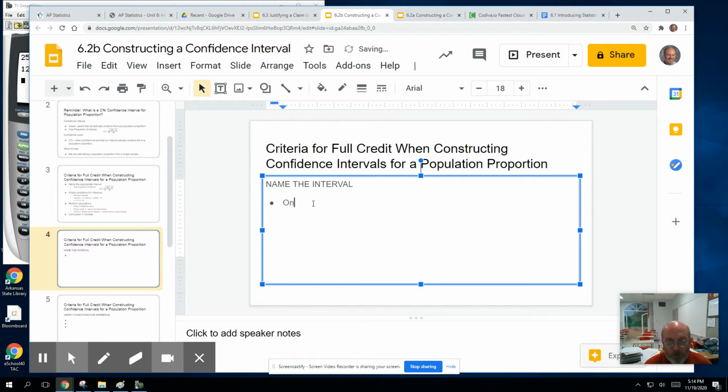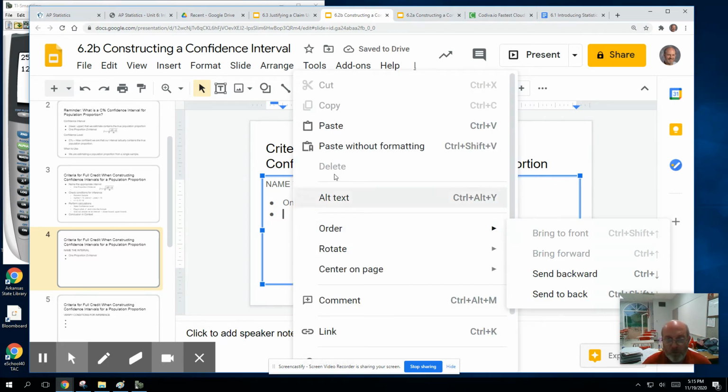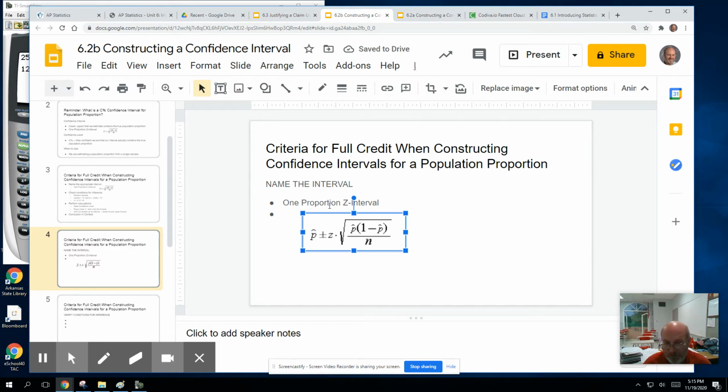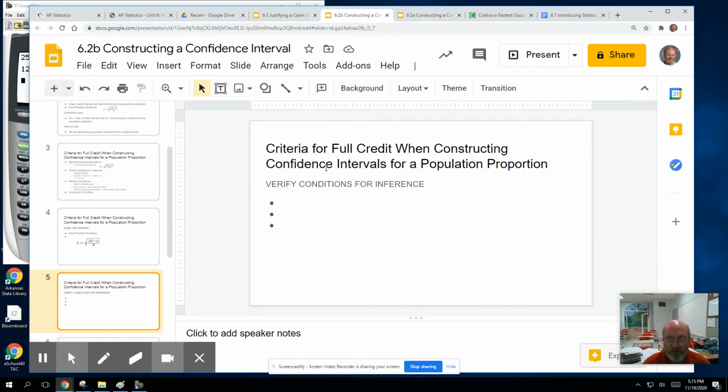We're going to do a one proportion z interval when we have one sample and we want to estimate a population proportion. We can name it by its name, one proportion z interval, or we can use the formula. Once you write that formula down correctly, you have named the interval, but I would suggest you do both. Become familiar with it. The more you do it, the better you will get. Then we're going to verify the conditions for inference.